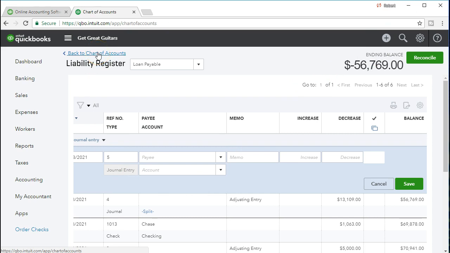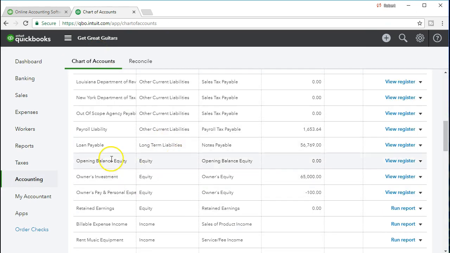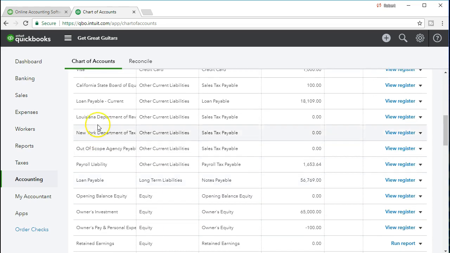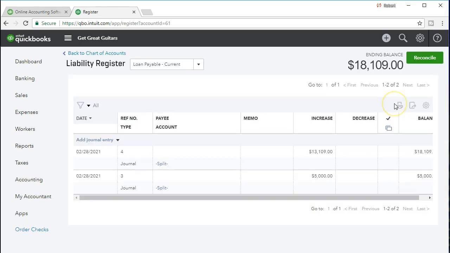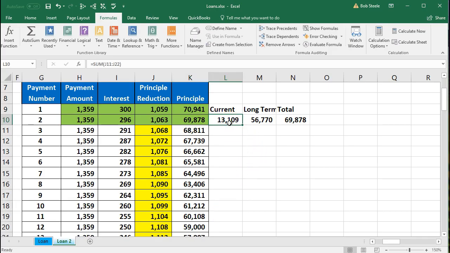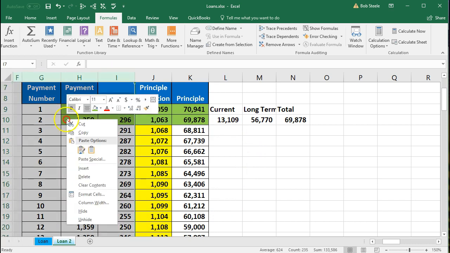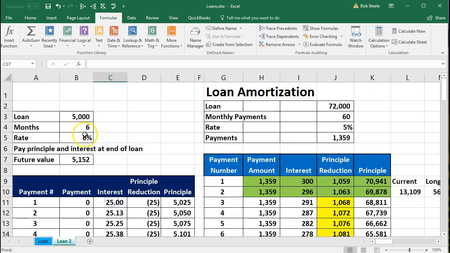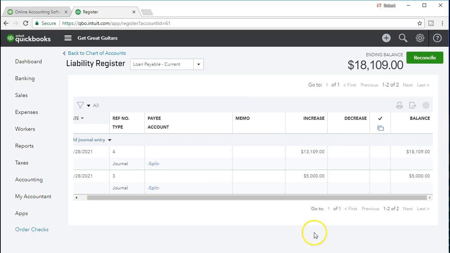Let's go to the current portion and check that out first in the register, then in the financials. We're going to go back here. We're going to check the loan payable for the current portion. Scrolling up, here's the current portion. It's got this 18,109 in it. If we select that item and scroll over, we've got 18,109. Here's the 13,109. That's what we want. The other portion, of course, if I unhide this, is the 5,000. So the 5,000 plus the 13,109 is the 18,109, or should be. Yeah, that's right. Let's take a look at that on the financial statements as well.